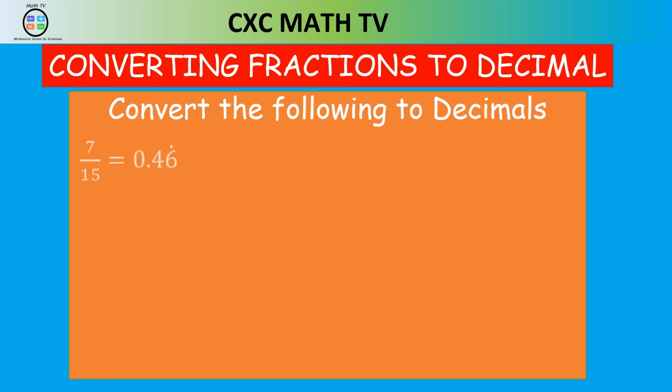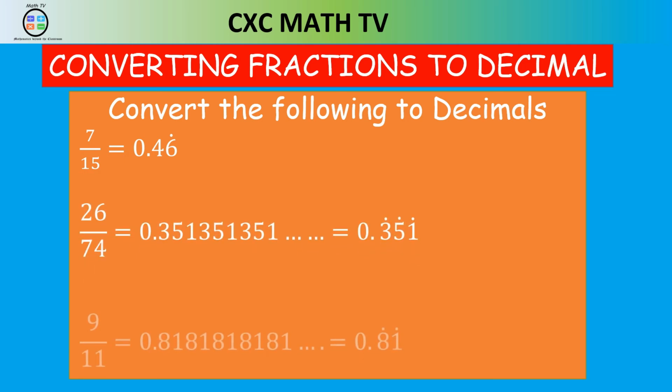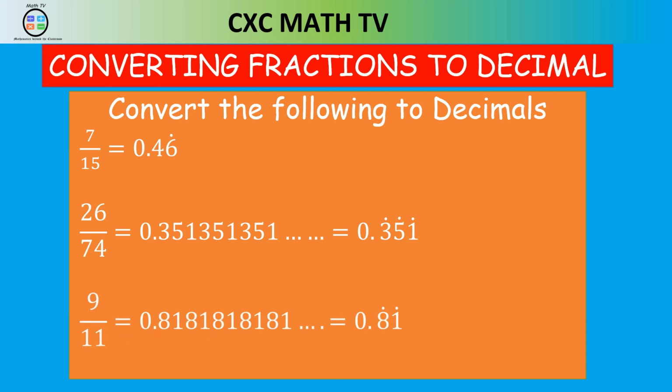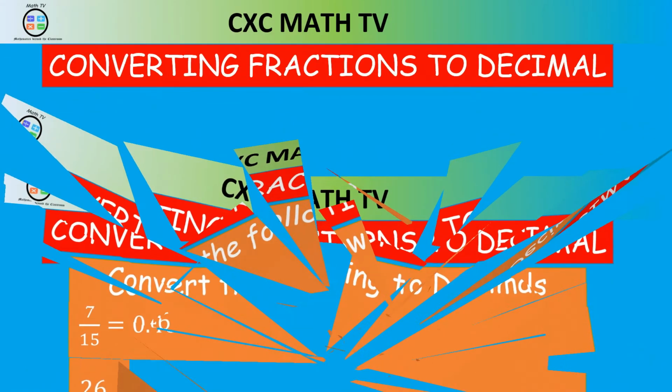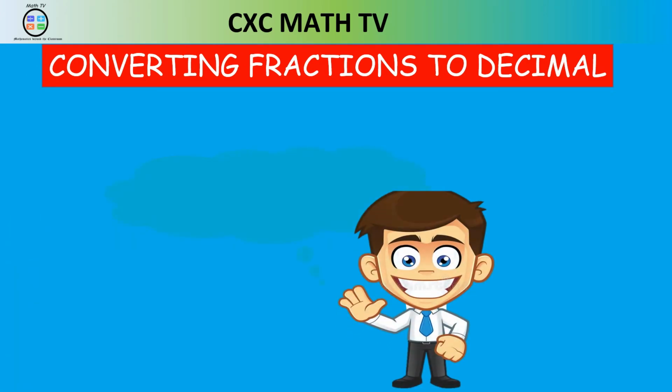And try the 9 over 11. We should be getting 0.8181818181, and it goes on for an eternity. So we just write 0.81 reoccurring. Now if you got that, you did fantastic. Lovely. So that's it for today in terms of converting fractions to decimals.